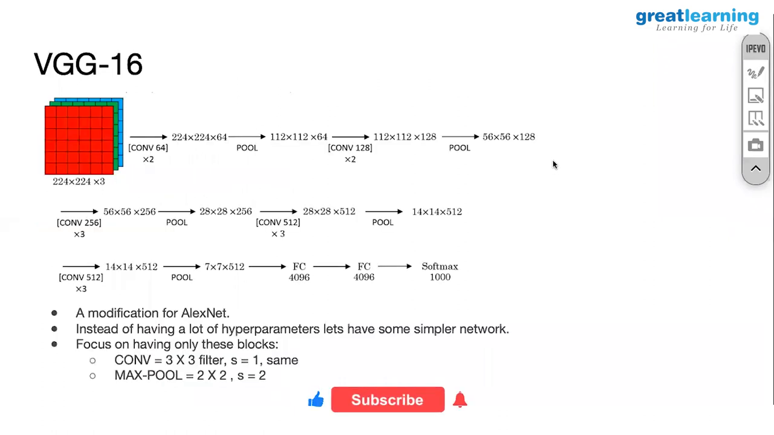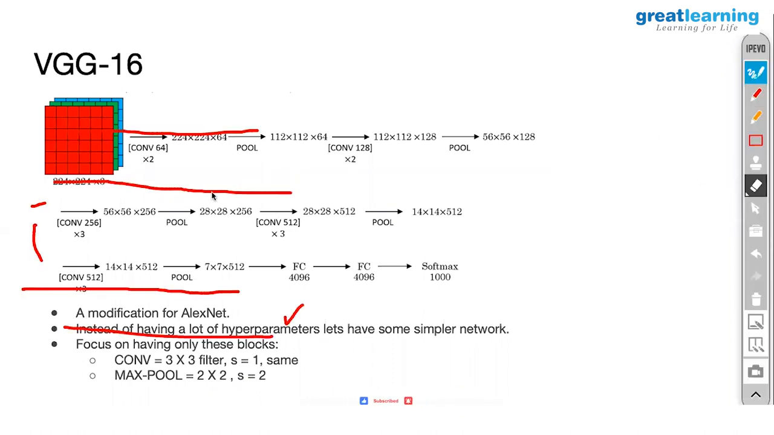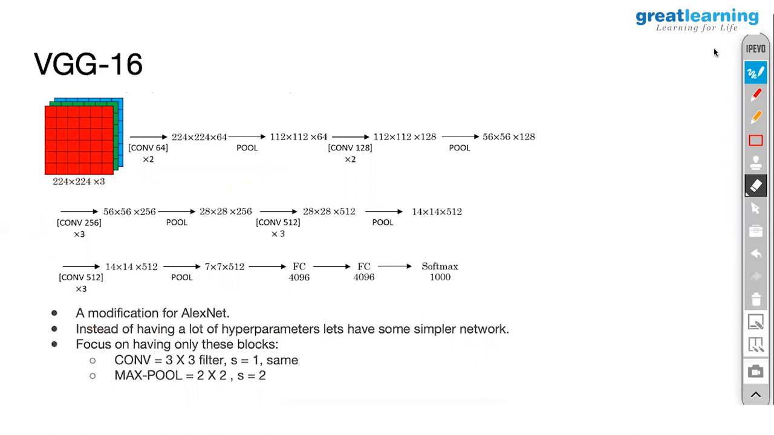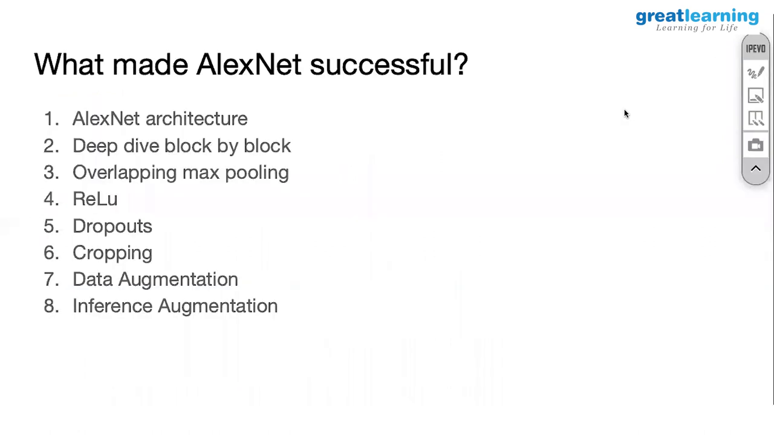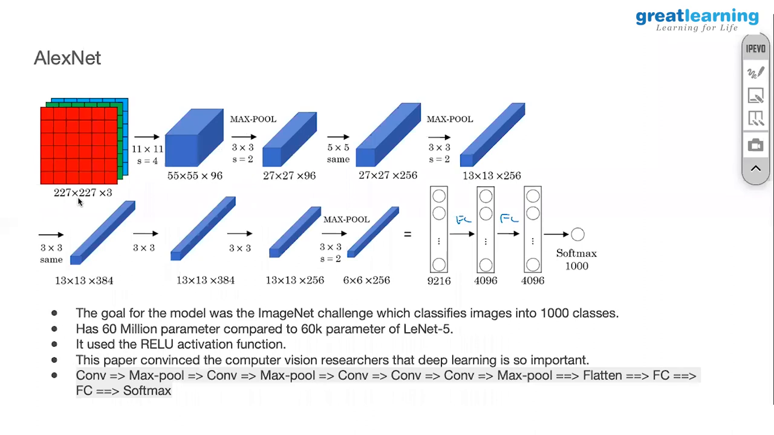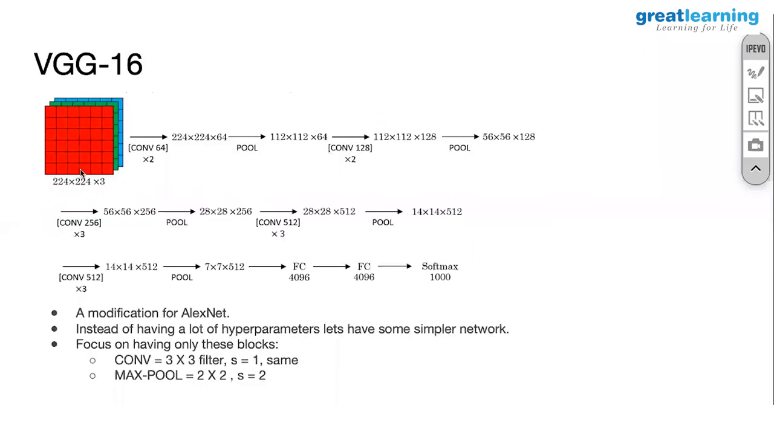Next, coming on to VGG. Now, increase still more pooling and convolution layers, and you will end up with this particular network. Let's confirm what the image size was here: 227, 227, 3. And here we have 224, 224, 3. And fully connected is 4096.